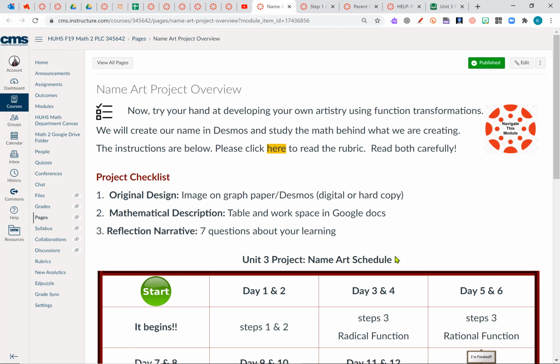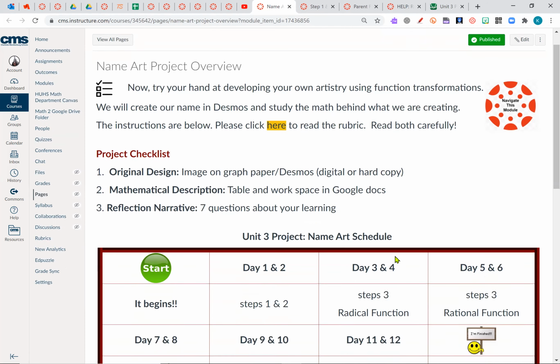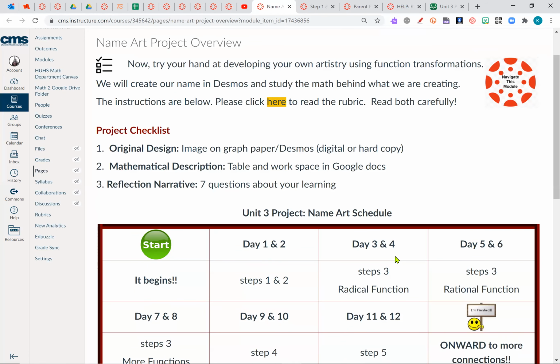So, we are going to create name art. You are going to try your hand at developing your own artistry using function transformations. Desmos is our canvas once again, and then you're going to study the math behind what we're creating.